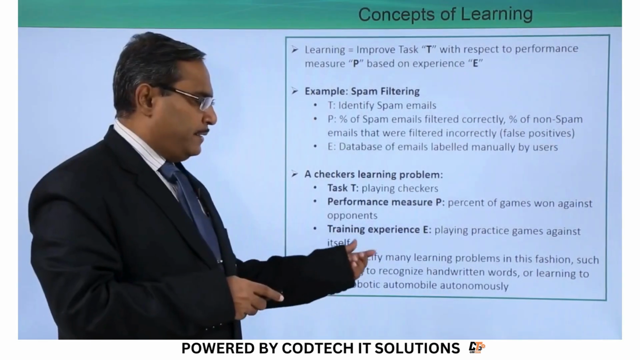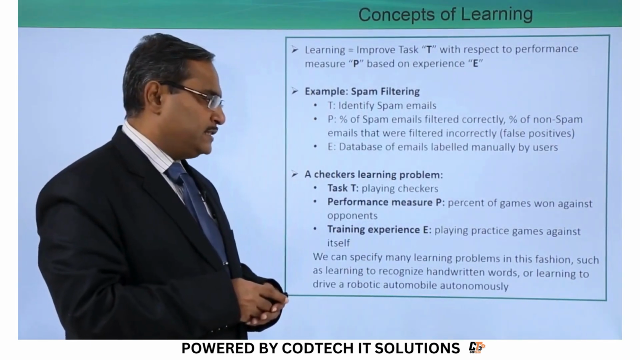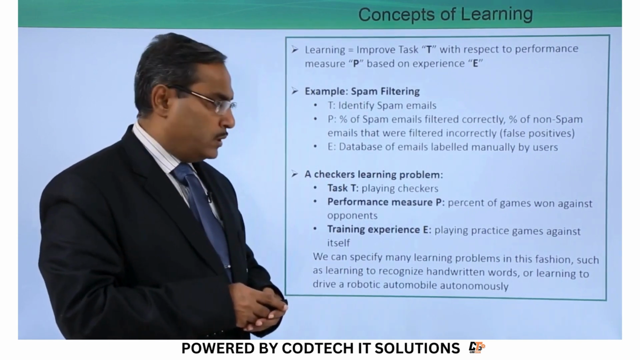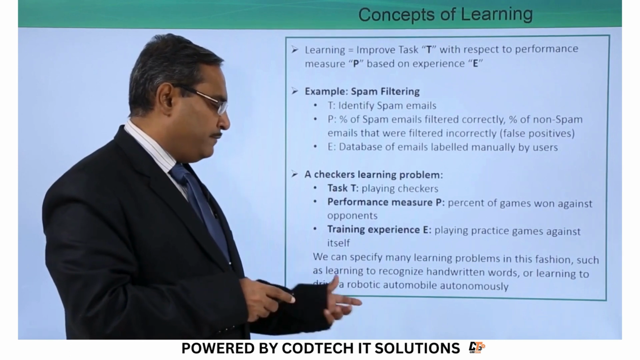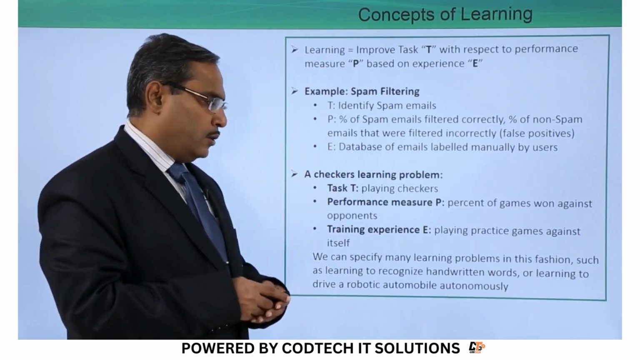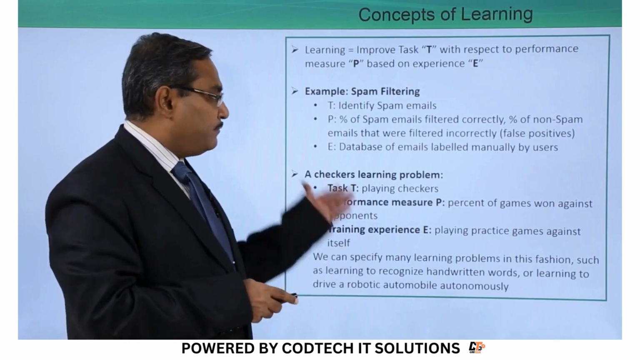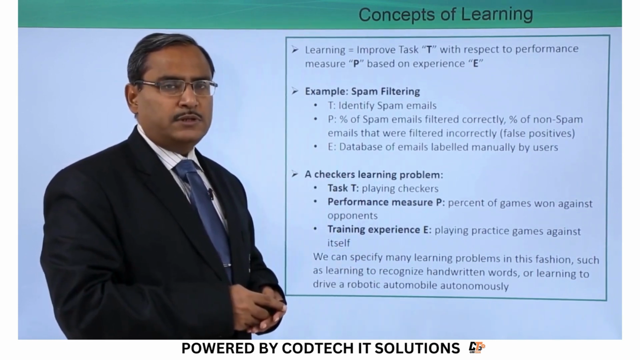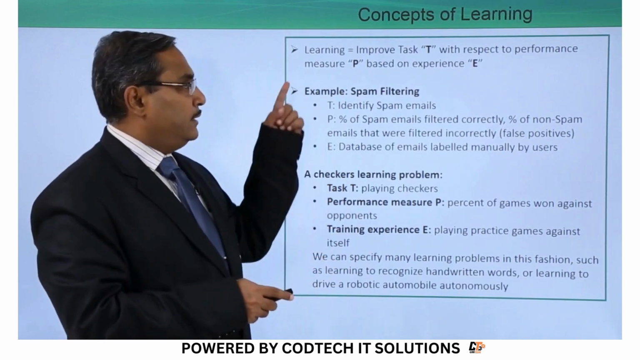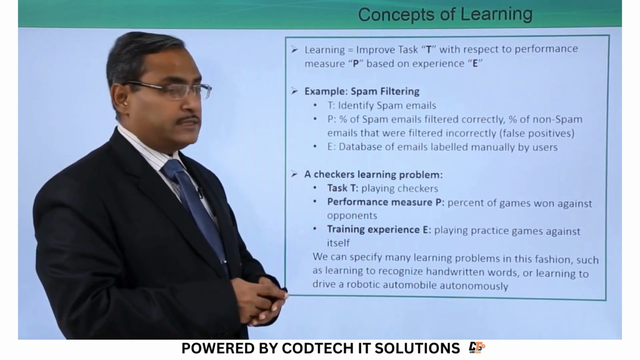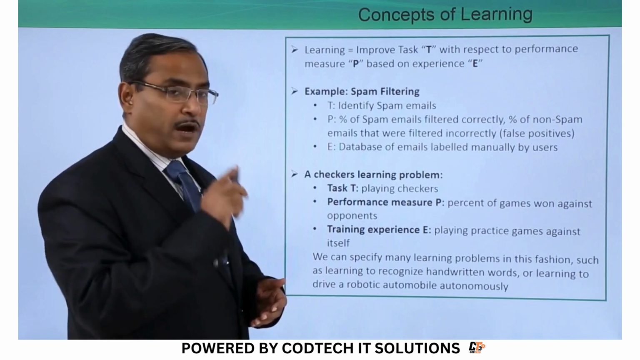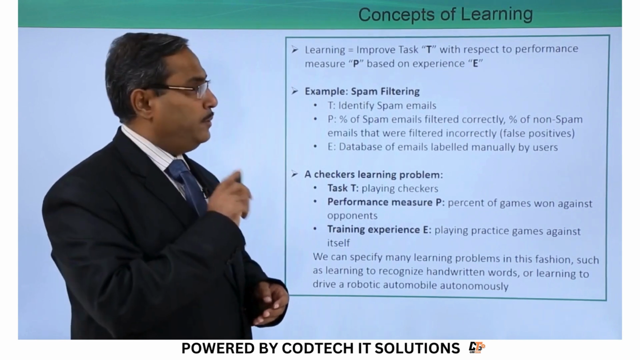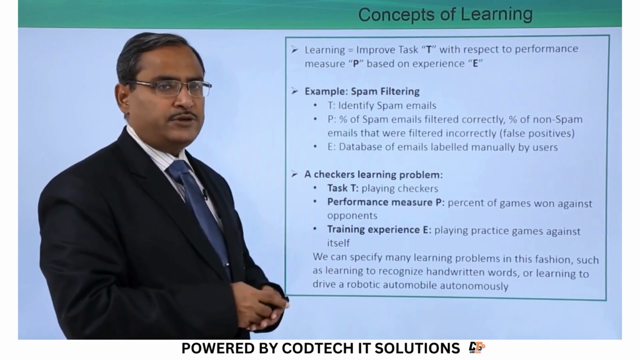This is another example we have considered here. We can specify many learning problems in this fashion, such as learning to recognize handwritten words and learning to drive a robotic automobile autonomously. Here we have considered two of them, but we can give so many examples. So, learning is equal to improving task T with respect to performance measure P and based on the experience E. You should remember this particular statement.